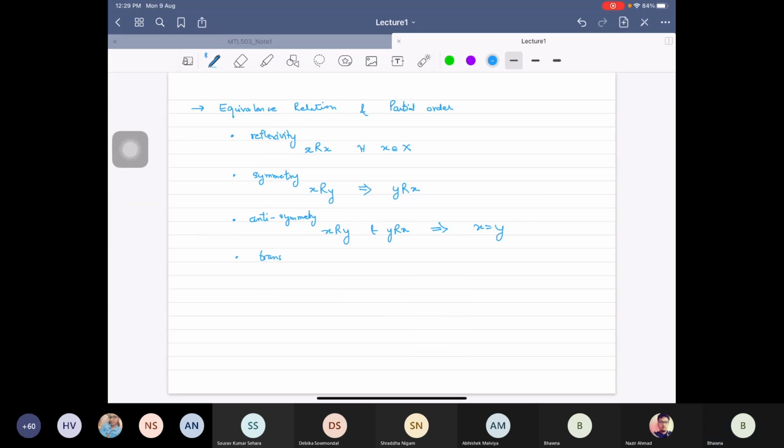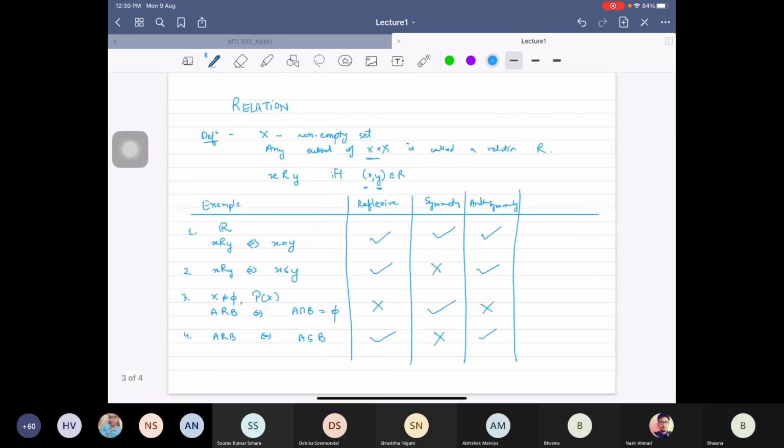Next one is what? Transitivity. Transitivity means that if we have x related to y and y is related to something else, say z, then x and z should also be related. If this holds, then we say that x and z are related through the transit of y. It is x related to y and y related to z. This should imply x is related to z. Again, in this example, this is transitive.